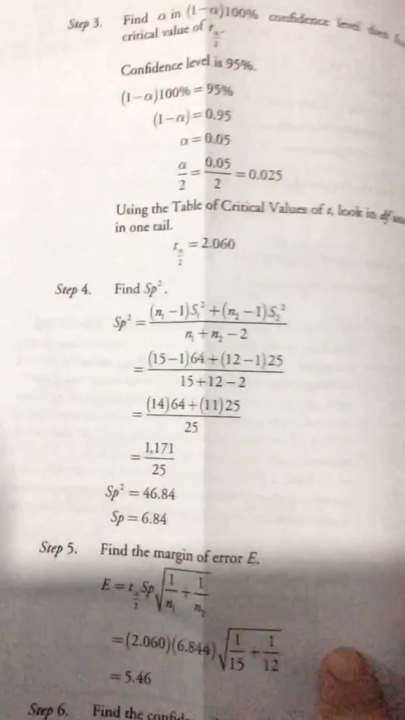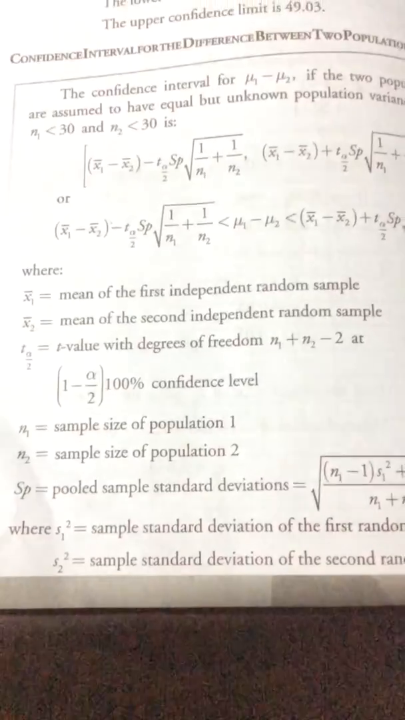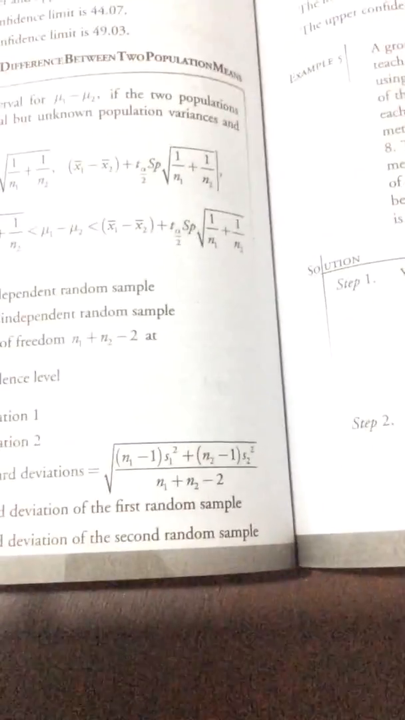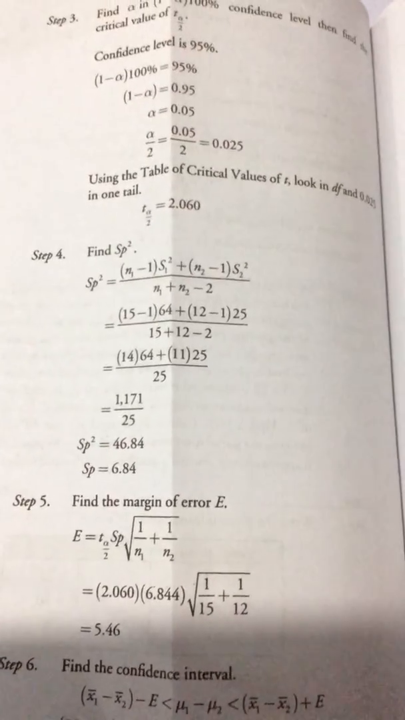Okay, for the pooled sample, Sp squared is the pooled sample. Okay, here, take a look. Sp is the pooled sample standard deviation. Why is it Sp squared? Because you have not yet extracted the square root. After you extract the square root, it becomes Sp. Okay? So for here, find Sp squared. So just remove the square root.